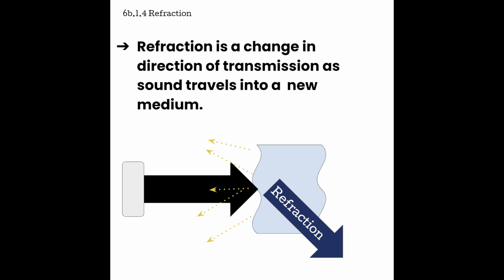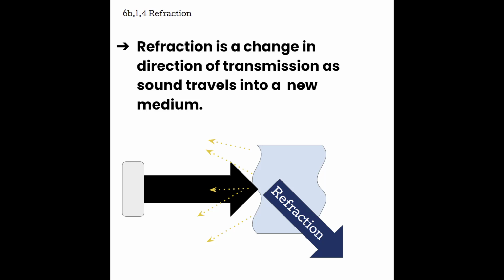As that transmit wave continues from the interface and into a new type of media, there is potential for that wave to refract. Refraction is going to be the change in direction of the transmission as sound travels into a new medium. Now, refraction won't always occur, as it really does depend on the angle that the sound comes into the interface, and then also the propagation speed of where the sound started and where it's going. If the propagation speeds are different and it comes in at an angle, refraction will occur.